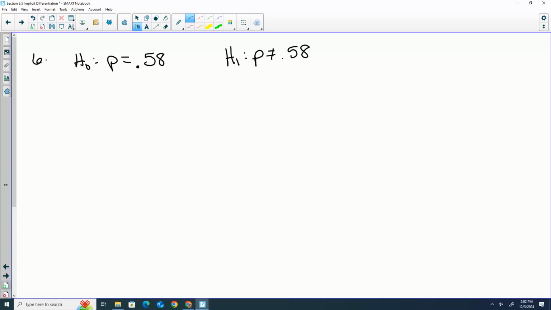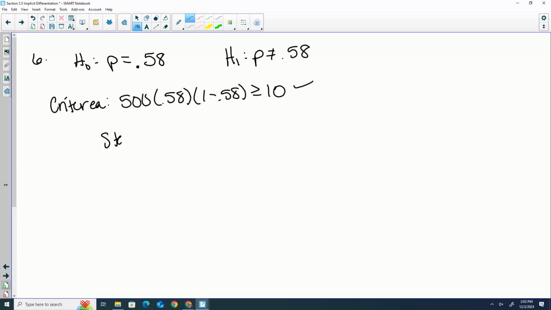So criteria. In how many do we, n times P, which is 0.58, 1 minus 0.58, has to be bigger than 10. And quick check, is it? Okay. So then we will go where? Stat test, 5. Okay, P of the null is 0.58.